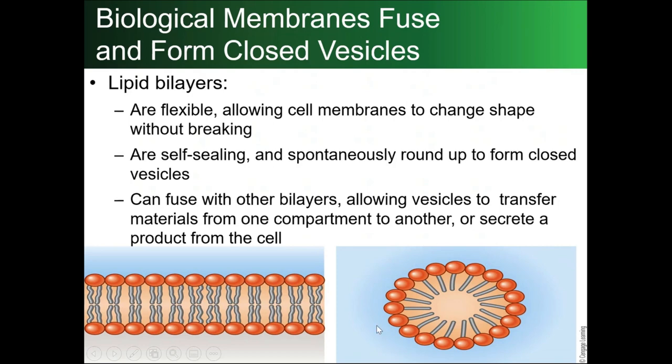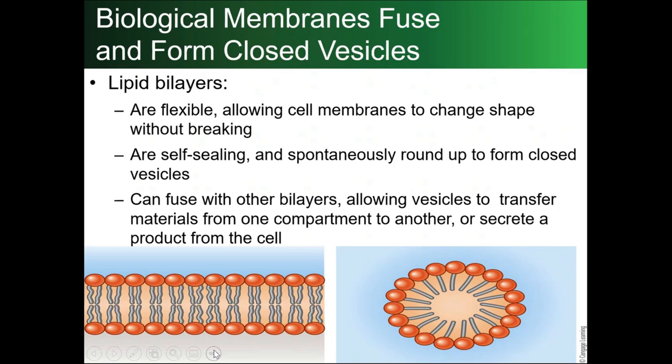Lipid bilayers are also flexible, allowing cell membranes to change shape without breaking. Under appropriate conditions, the lipid bilayer fuses with other bilayers as well. Membrane fusion is an important cell process. When a vesicle fuses with another membrane, both membrane bilayers and their compartments become continuous. This is very important. Various transport vesicles form from and also merge with the membranes of the ER and Golgi complex. Why is this important? Because it facilitates the transfer of materials from one compartment to another. A vesicle fuses with the plasma membrane when a product is being secreted from the cell.